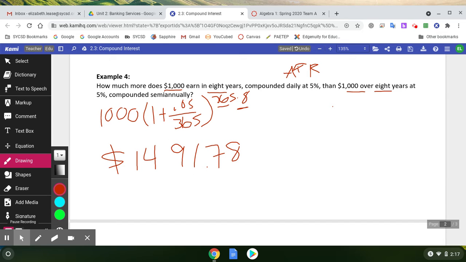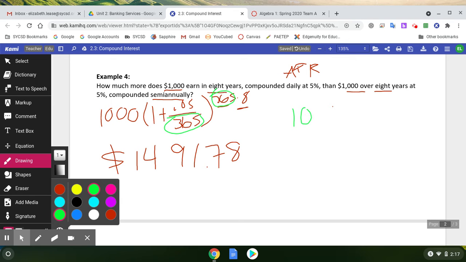$1,491.78. In the second case, for compounding semi-annually, the only thing that changes is the compound frequency. So instead of the number 365, we would use the number 2. So in this case, we are only actually compounding 16 total times.